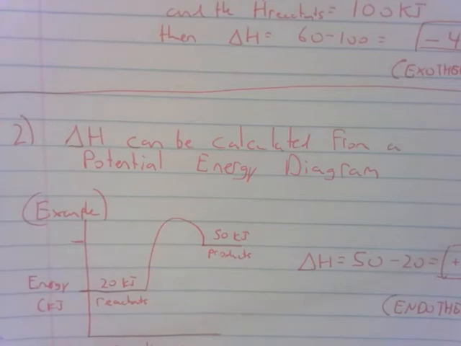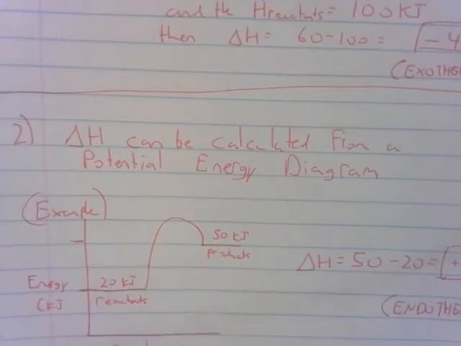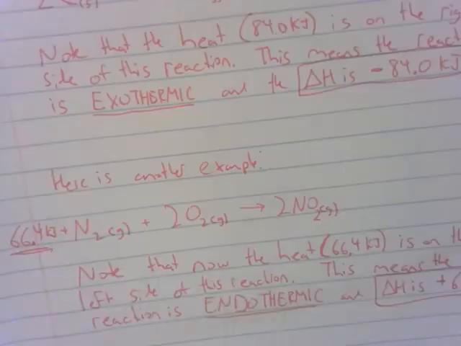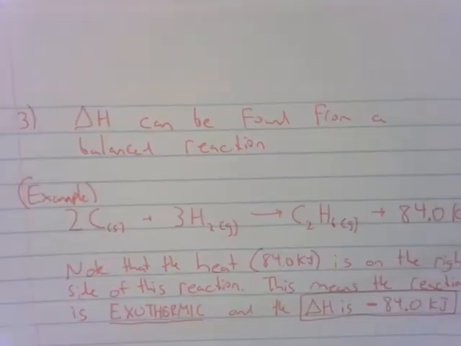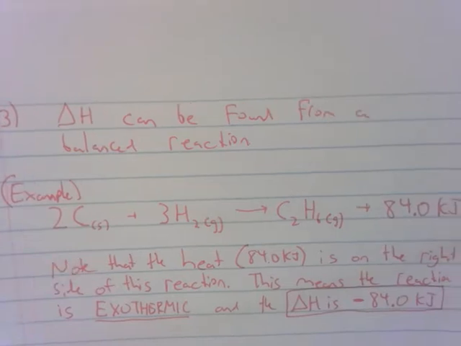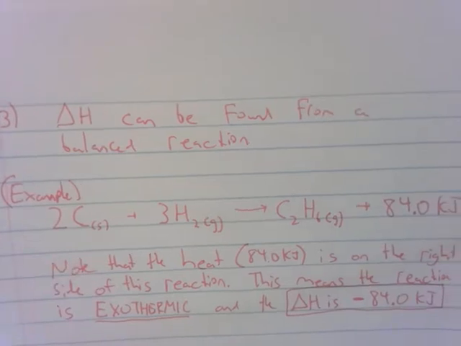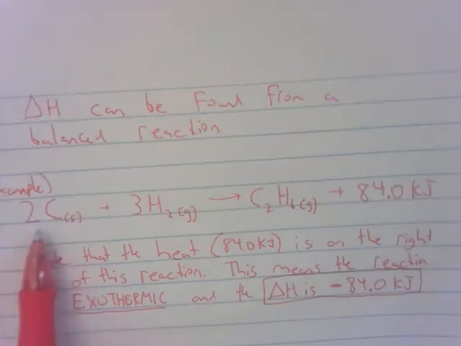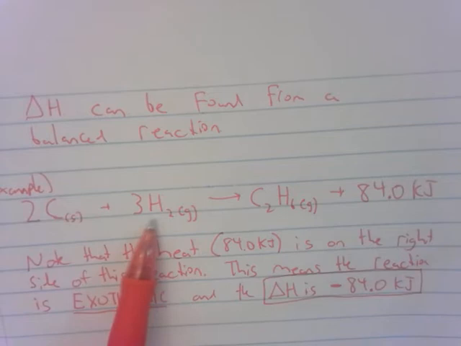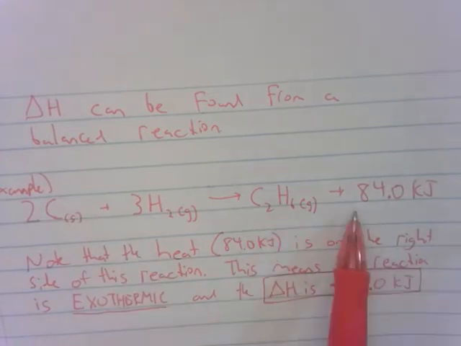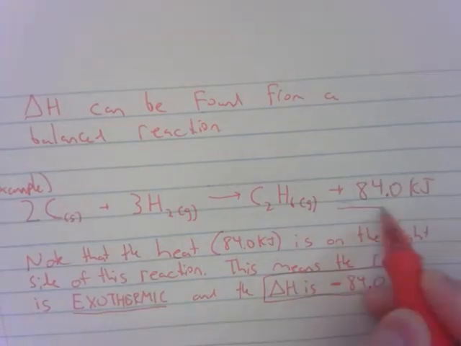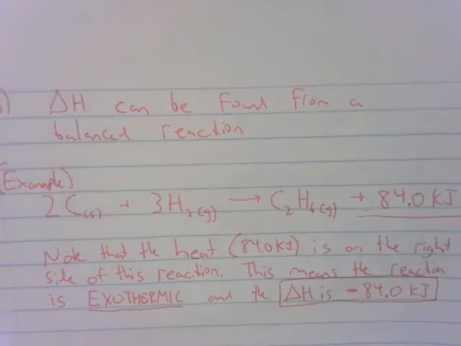All right, a third way to calculate delta H would be calculating it from a balanced reaction. So in this situation, I'm not going to give you a picture with a potential energy diagram. I'm not going to give you just information that the heat of reactants is this and the heat of the products is this. Instead, I'm going to give you an actual reaction. 2 carbons plus 3 hydrogens make C2H6 plus 84 kilojoules. So this means that when I do this reaction, 84 kilojoules are released.